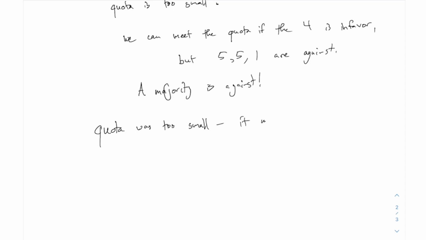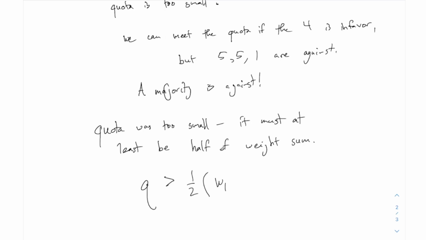It must at least be half of the weight sum. This is to avoid a majority being opposed, even though the quota is still met. All right, it has to be at least half of the weight sum. At least, meaning the quota has to be bigger, actually straight up bigger than half of the weight sum. So we would write it this way: the quota is greater than half of the sum of the weights. All right. Because if the quota is less than half, then you can actually pass the vote even if a majority is opposed, which doesn't make sense.